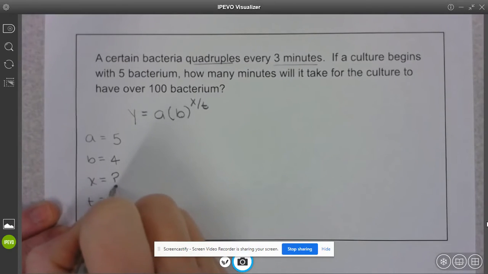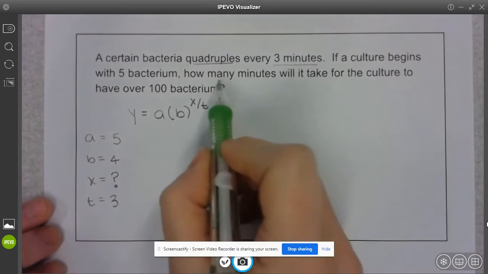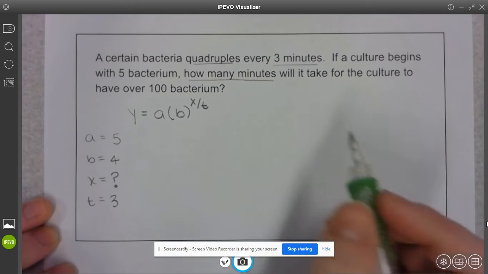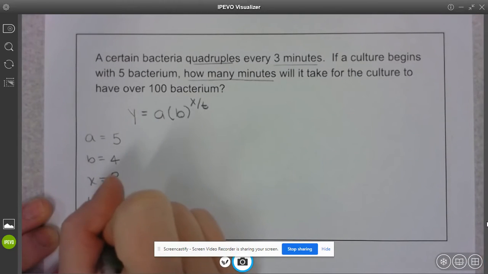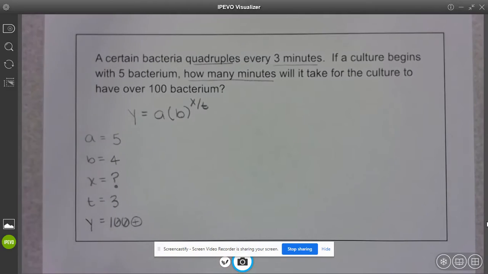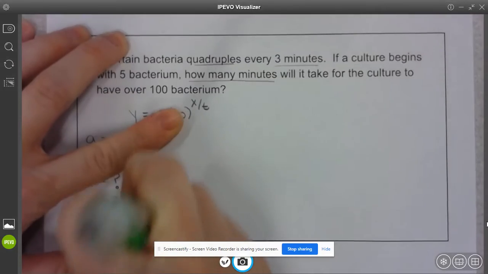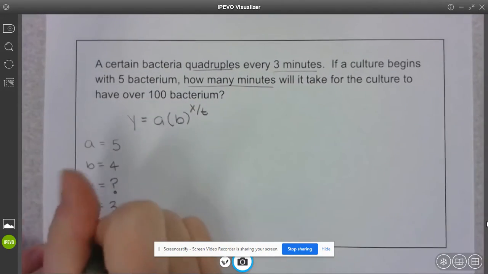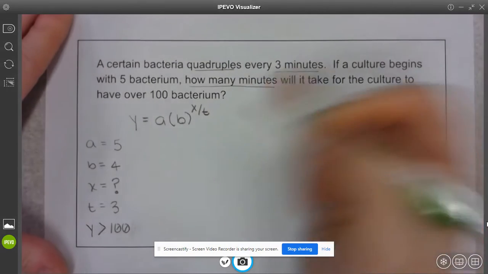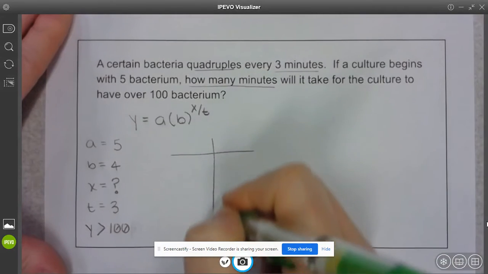Now, I don't know the time because they're asking me to find how many minutes it's going to take. So I know that my Y value, I'm looking for it to be 100 or more. So actually, the better way to say this is just to use an inequality. I want to know when Y is going to be bigger than 100. So there's a couple different ways you could go about this question. You could make a table, and we'll do it with a table first.